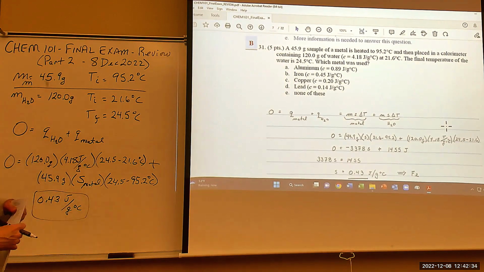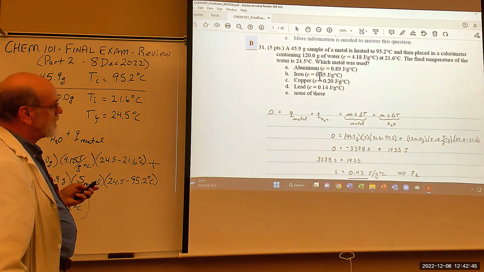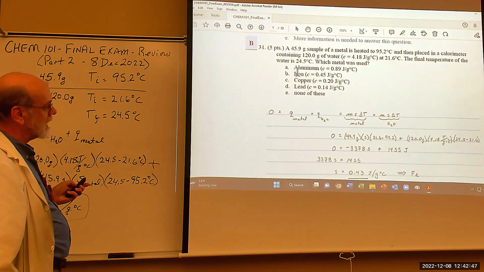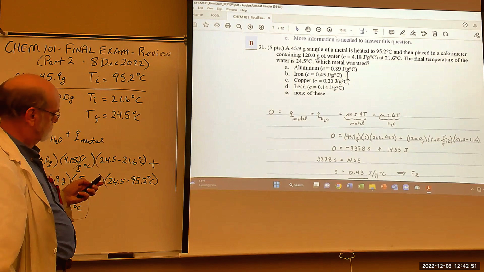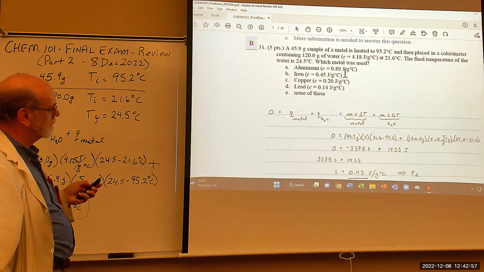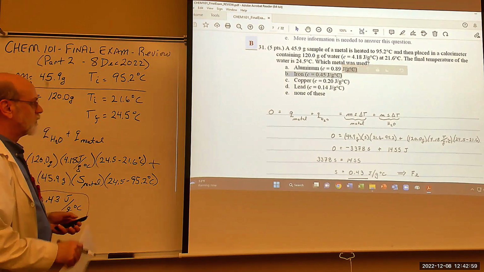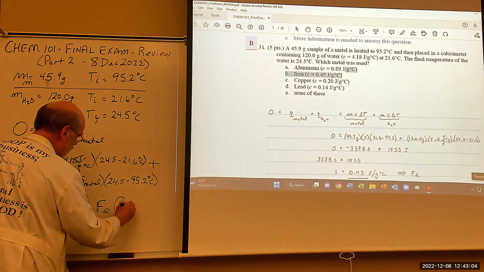And if we look at our choices, here we go. If we look at our choices right here, 0.43 is closest to iron, right there. Yeah, there it is, iron. 0.45, iron. So that's our answer B.